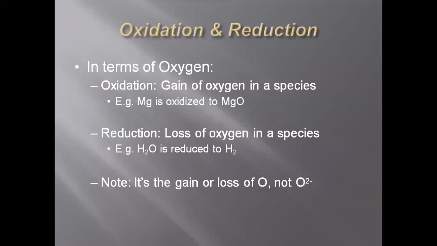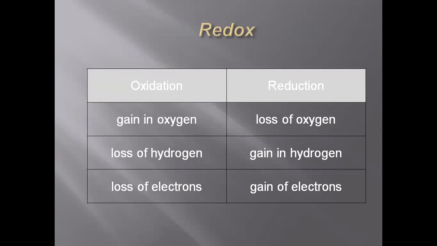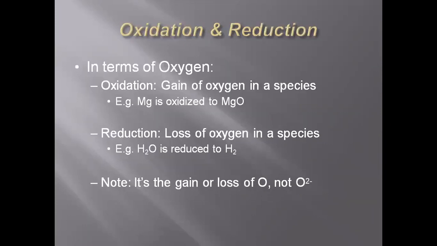Next, let us talk in terms of oxygen. The first point was gaining and losing of oxygen. I'm going to give you some examples of the things I have just told you verbally. In terms of oxygen, oxidation is gaining of oxygen by a species. For example, when Mg is oxidized, it becomes MgO. Mg becomes oxidized and forms magnesium oxide.